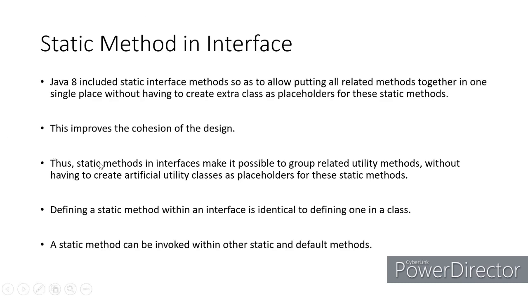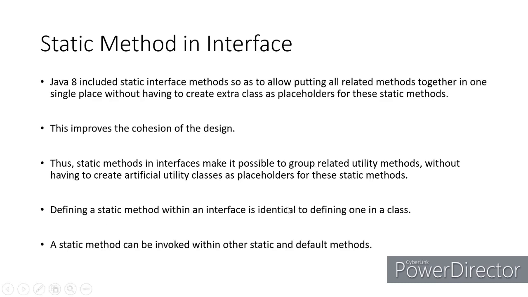Thus, static methods in an interface make it possible to group related utility methods without having to create an artificial utility class or a separate utility class as a placeholder for this static method. Okay, so that was the need at that point of time, and that is how that gap was filled in by Java 8 by introducing this static method and allowing it to be added in an interface.